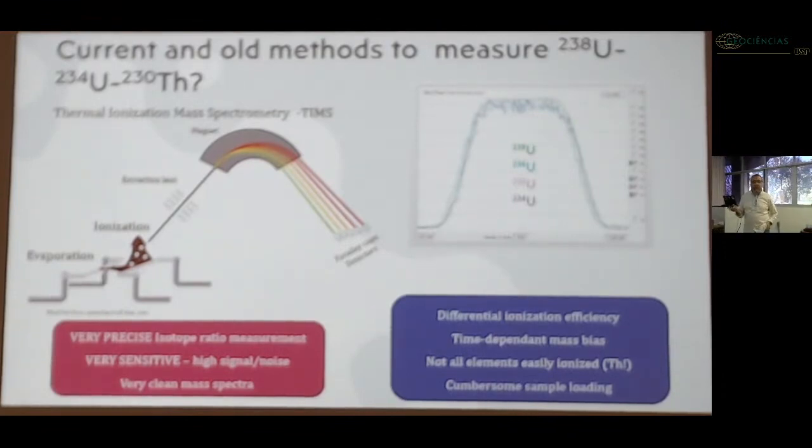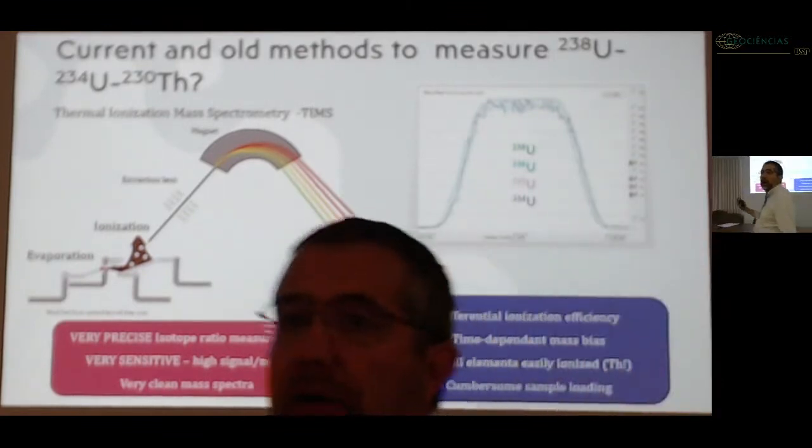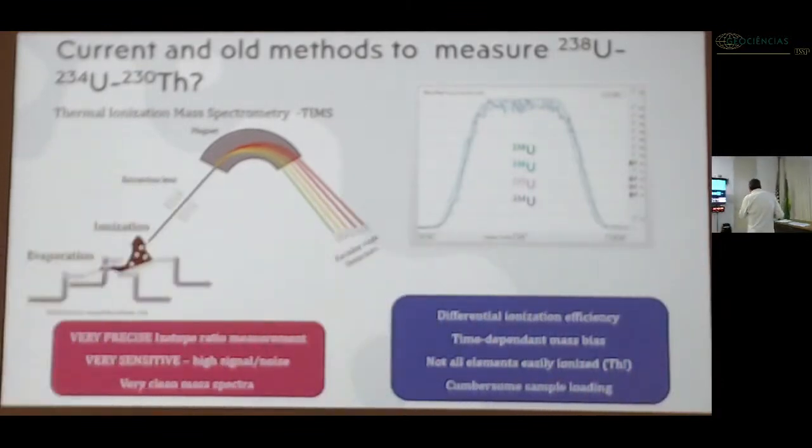It comes with a little bit of problems. One of them is what is called differential ionization efficiency. Because you are heating the isotopes here, basically there's a distillation process going on, and it's actually fractionating them. That distillation process, which also happens with oxygen isotopes, is modulated by the Rayleigh equation that we'll discuss later, but it's also time dependent on the analysis. And there's another very big problem: not all elements ionize very well.